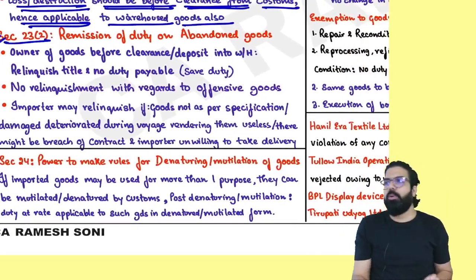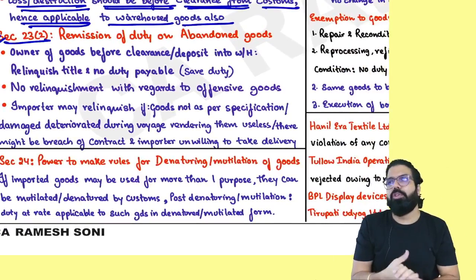Section number 22, you know what happened when your goods came to India.